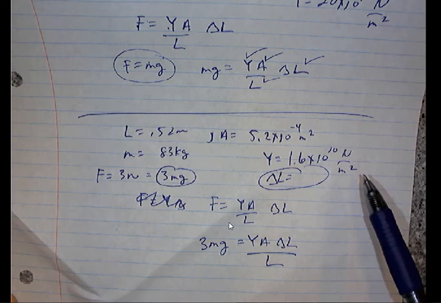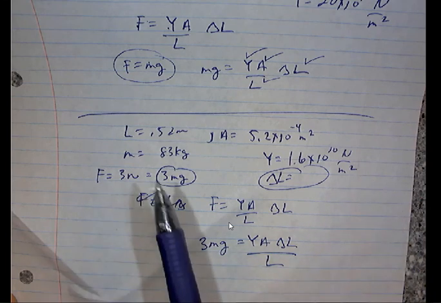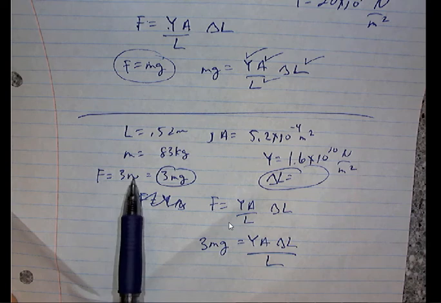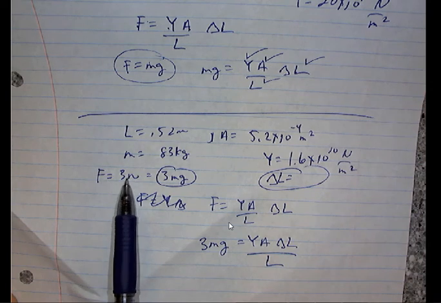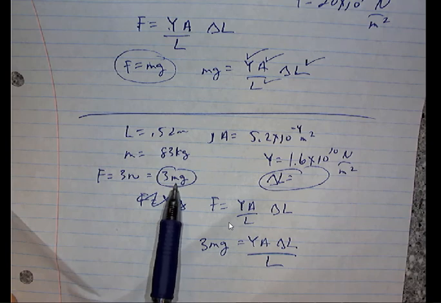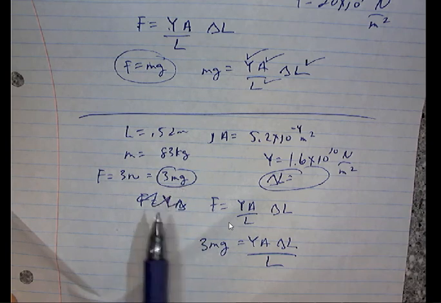So we want to know how much this femur is actually going to compress, and we're told that the force on the femur is 3 times the person's weight. So when you hit the ground, there's a normal force on your foot. They're telling us it's 3 times the weight. So that's the force that's going to compress this femur.